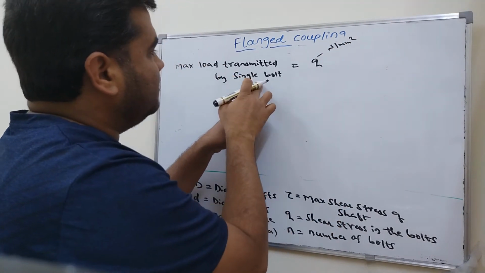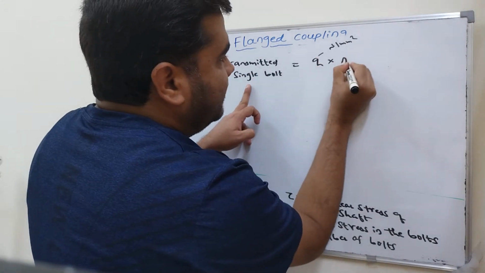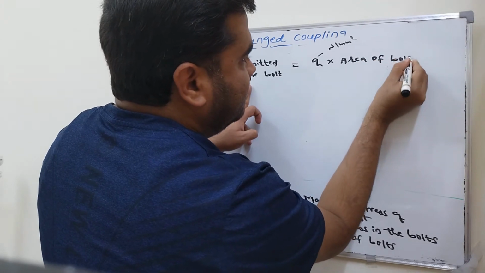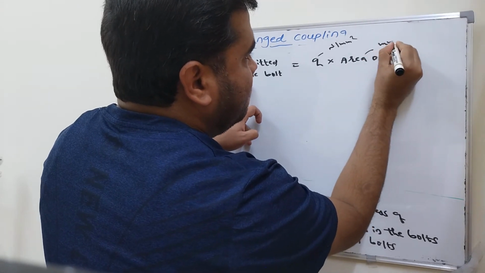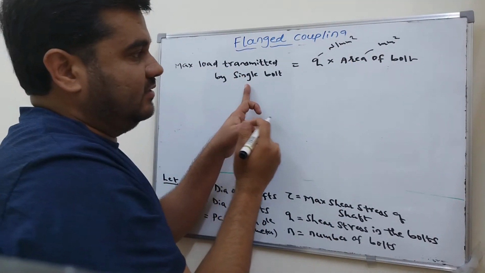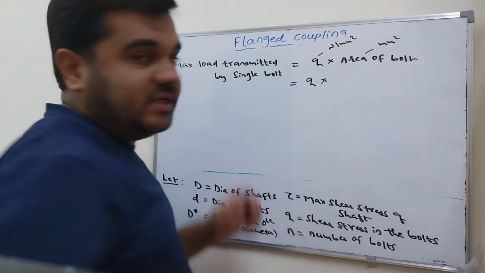If I want a load, multiply by area, right? Into the area of the bolt. The area of the bolt is in mm square. This cancels, and you will get the maximum load transmitted. So this will be equal to Q into, what is the area of the bolt?